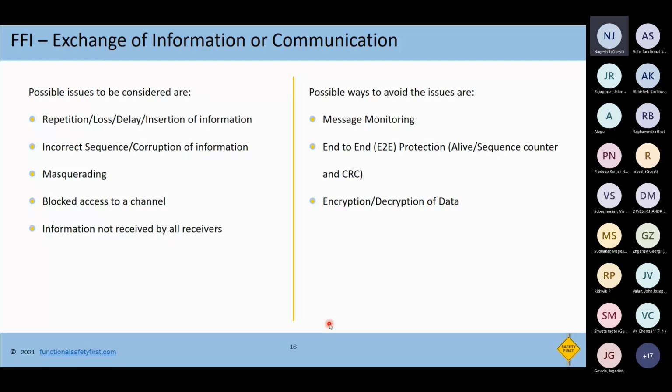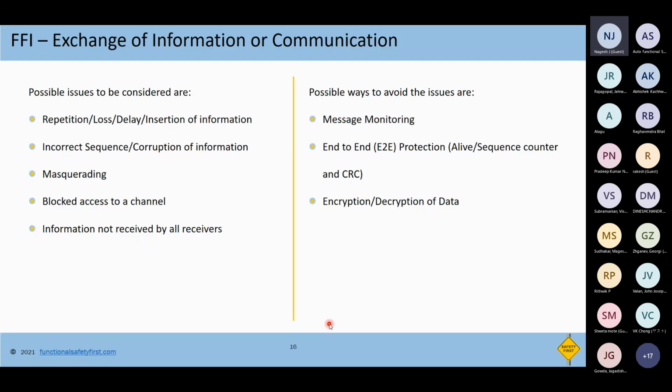And some of the ways in which this could be mitigated are you could monitor the message. So basically, when we say monitor, the message could be made periodic, and we could monitor whether there is a particular amount of time for which a message has not been received. And then we have the end-to-end protection. So basically having alive counters and sequence counters, those could be possible. And then finally, when it comes to masquerading, we could always encrypt and decrypt the data so that only the valid receivers will be able to receive the data. So this finally wraps up the freedom from interference.